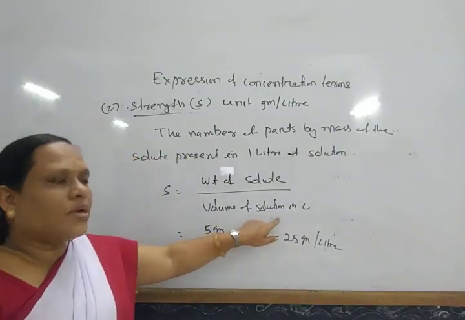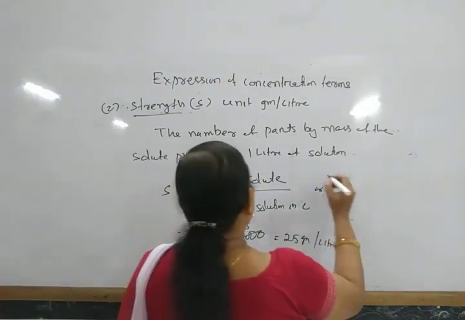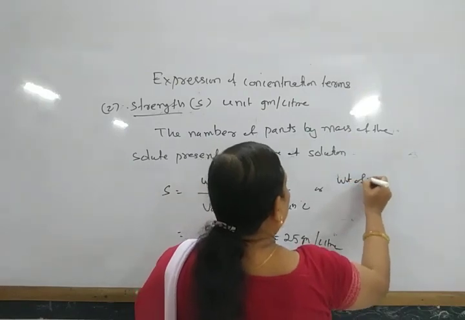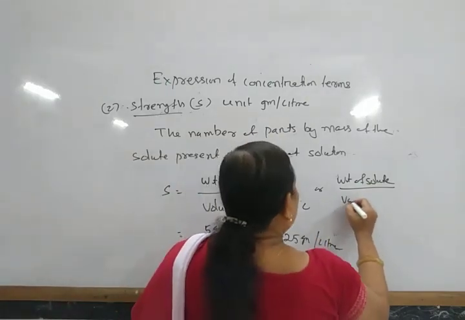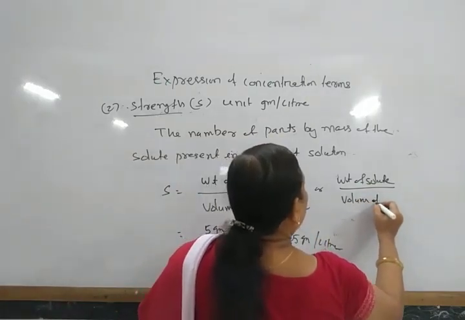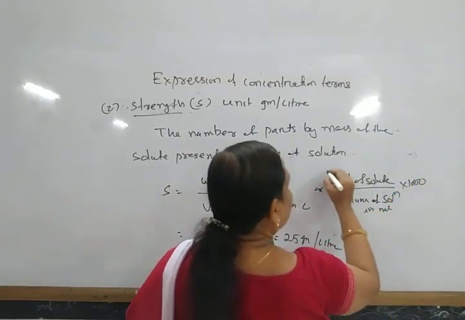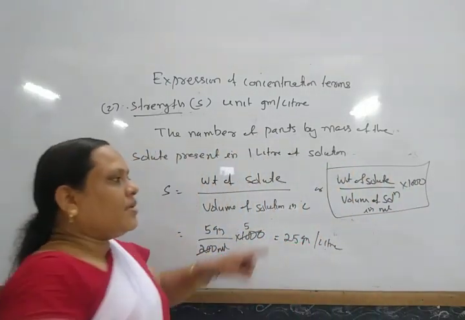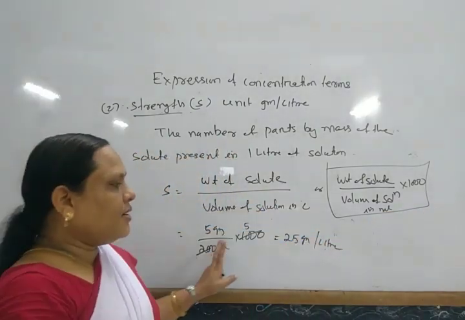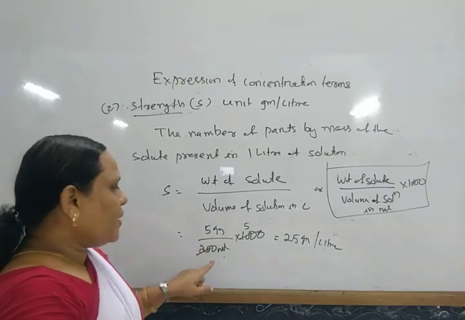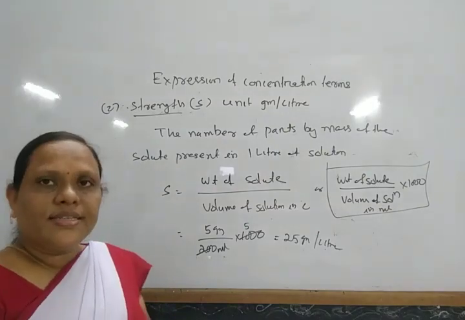Strength equals weight of solute by volume of solution in liter, or if the volume is given in ml, then strength equals weight of solute divided by volume of solution in ml into 1000. So if the volume is given in ml, then multiply by 1000. If it is given in liter, then keep as it is. So 5 gram by 200 into 1000 equals 25 gram per liter. In this way, the strength is expressed.